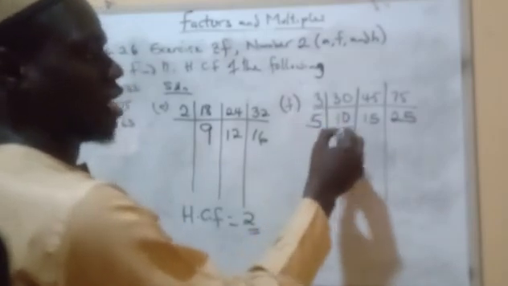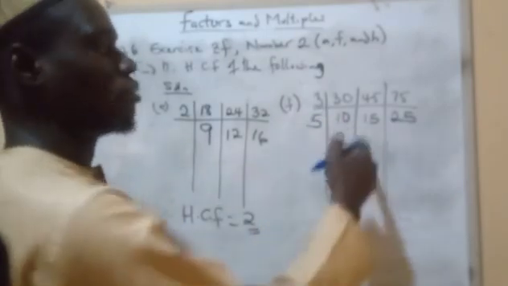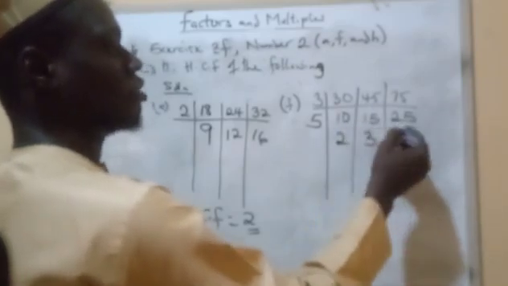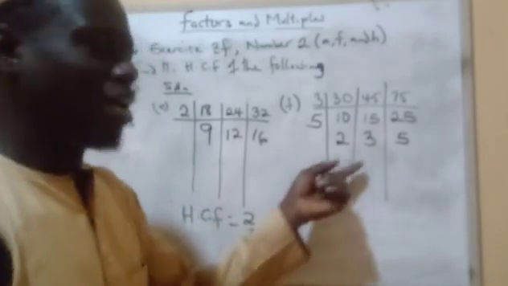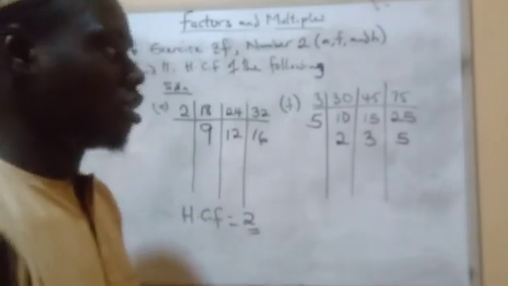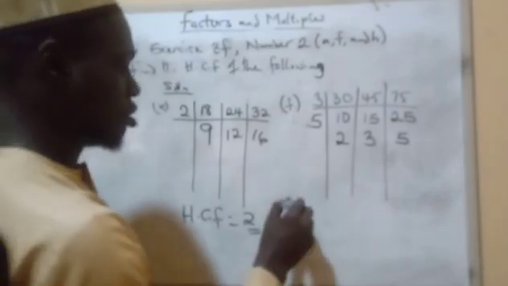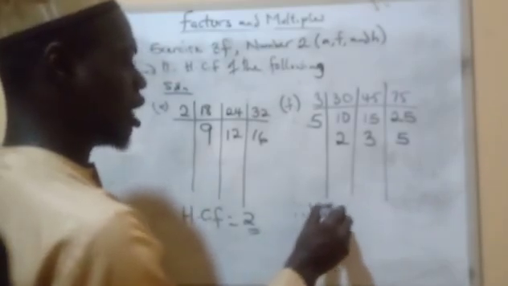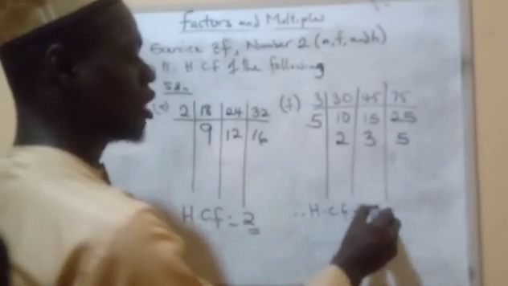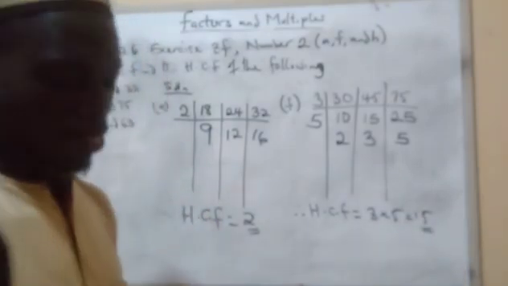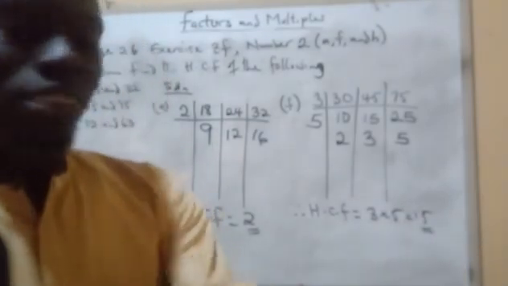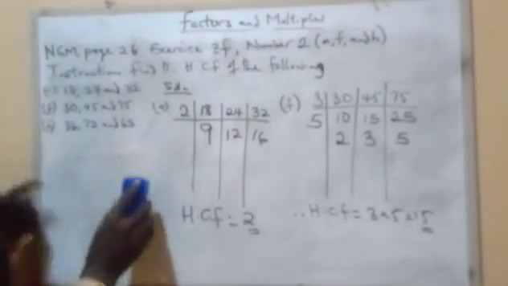5 in 10 gives you 2. 5 in 15, we have 3. 5 in 25, we have 5. Do we still have any number that can divide except 1? And don't forget, 1 will not affect our result. So therefore, we say the HCF will be 3 times 5, and that is 15.